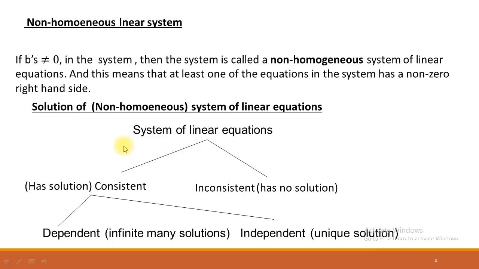So in both cases, if the system has a unique or infinitely many solutions, then the system will be consistent, and if the system has no solution, then the system will be inconsistent. And dear students, note that if the system has infinitely many solutions, then the system will be dependent. In case of a unique solution, the system will be independent.